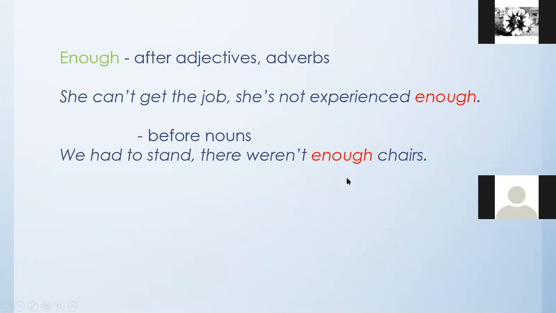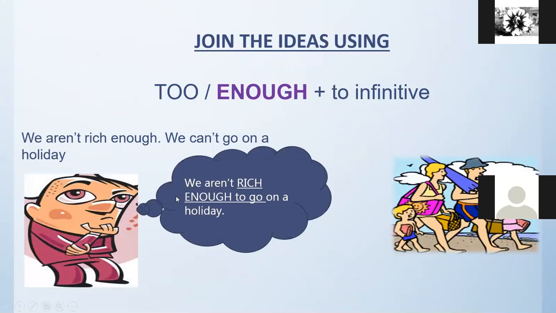For example, I don't have enough money. I don't have enough time. Right, next. Now we've got to join these two sentences. We are not rich enough. We can't go on a holiday. So can you put enough and then the to infinitive? Join these two sentences together. We are not rich enough to go on a holiday.